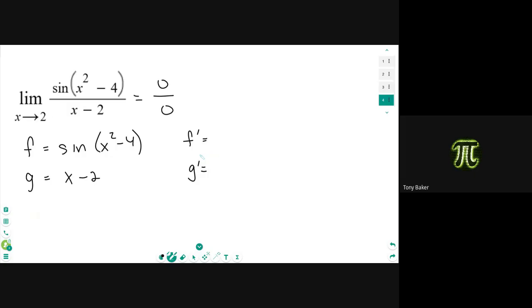What's the derivative sine of x squared minus 4? How do we do this one? Tell me the answer. We'll go from there. Remember, don't forget the chain rule.